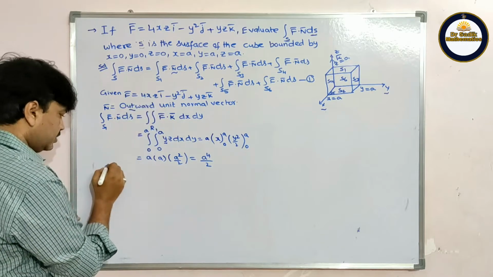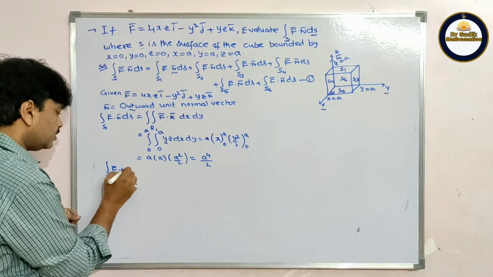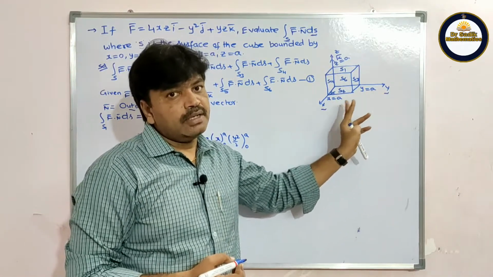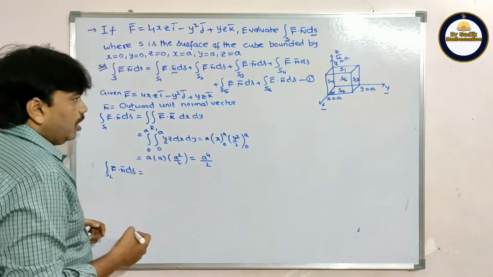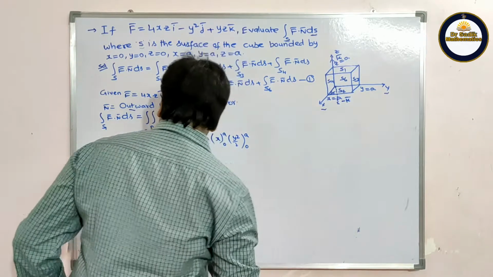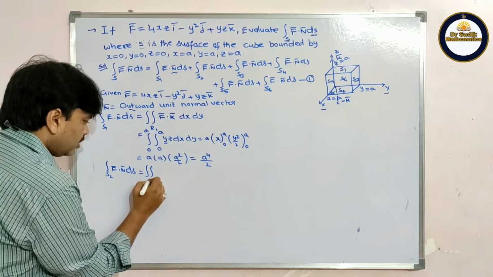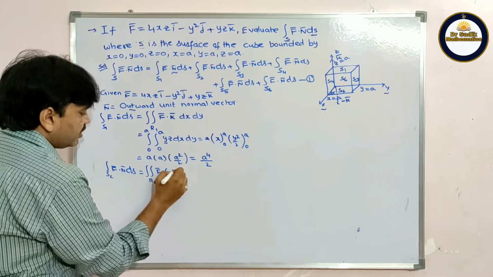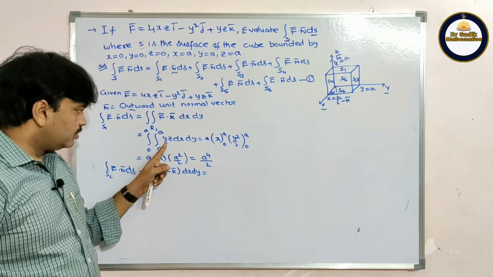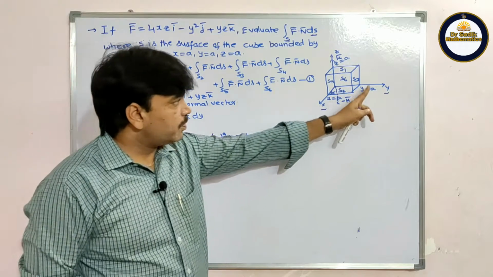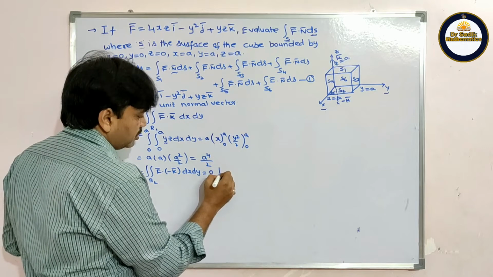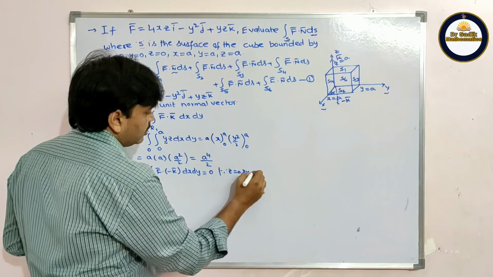Now take the second one, the integral over S2 of f bar dot n bar dS. Now where is S2, friends? In the xy plane. So the outward unit normal vector here, previously we had k bar, this time minus k bar. So the same double integral over R of f bar dot minus k bar dx dy. Now if you observe here, the f bar dot k bar value is yz, friends. In the xy plane, what is the z value? 0. So this value is 0, since z is equal to 0 in the xy plane.